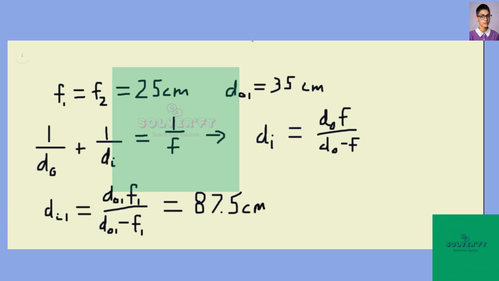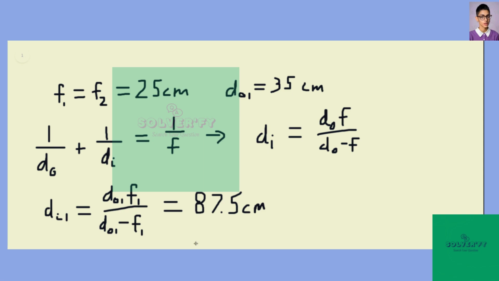Okay, so this image is going to be used as the object for the second lens. Because it's beyond the second lens, right? Because the distance between the first lens and the second lens is 16.5 centimeters. So because it's beyond that distance, it's going to have a negative object distance, right?